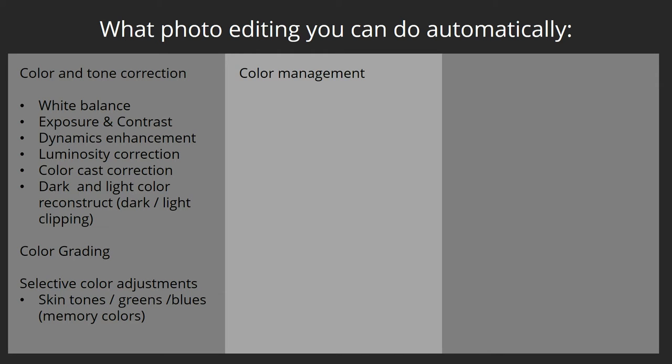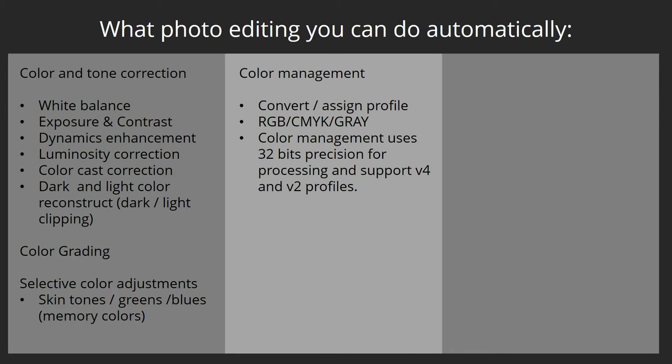Then we have standard color management. You can convert or assign profiles. It supports RGB, CMYK or grayscale photo profiles. It has 32 bit precision and it handles version 4 and 2 ICC profiles. Then we have curves tools, and also you can import and export Adobe Photoshop curves. So if you have some special curves that you want to use, you can use them automatically. Just import them from Photoshop and you can use them in your Automata workflows.